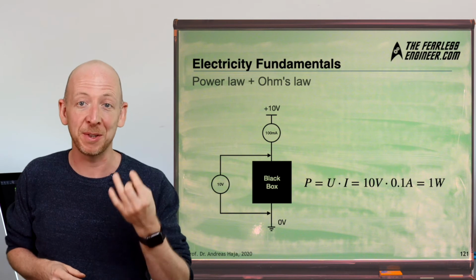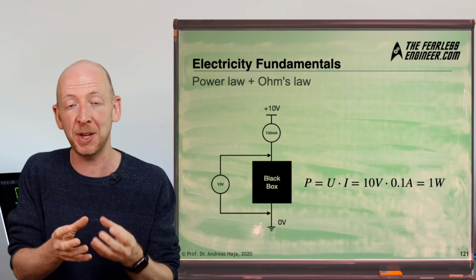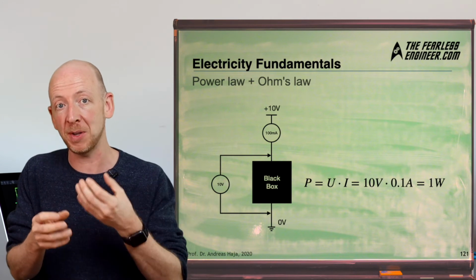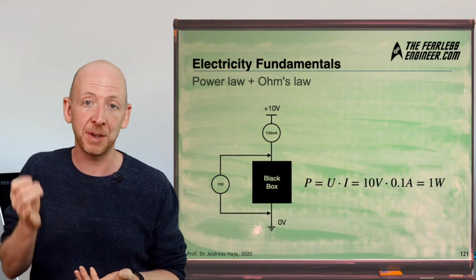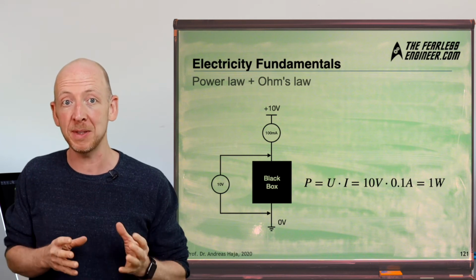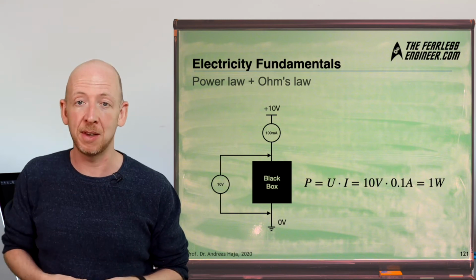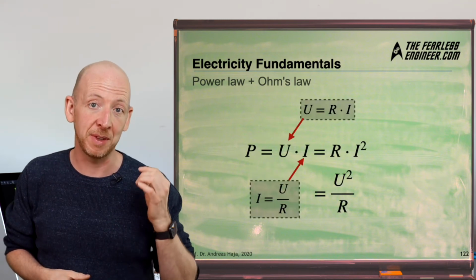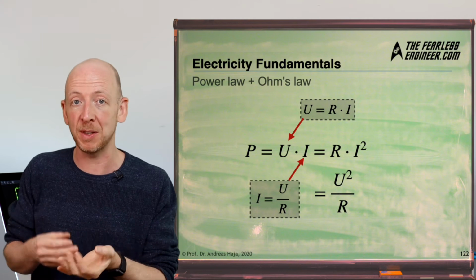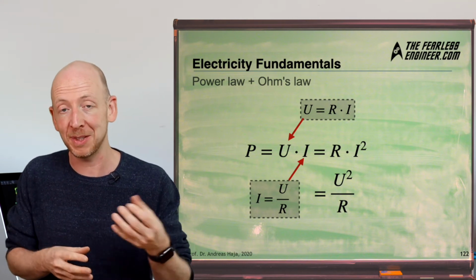And we can only say with certainty that the kinetic energy of the electrons is completely converted into thermal energy if we assume that our black box is a perfect resistor with 100% ohmic behavior. And if you don't know exactly what the term ohmic means, you can watch the video which I made about this topic, and you see the link coming up here in the cards. But if the black box is purely ohmic, then we can use Ohm's law to express the power law in a different form. And this is how it works.